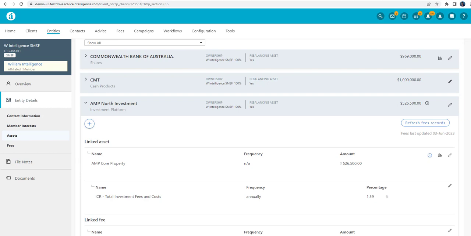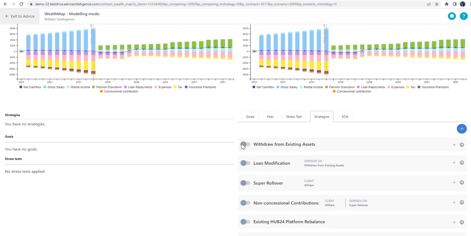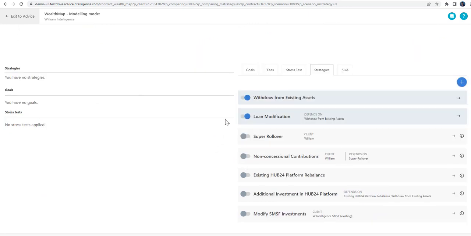So today we're going to work on a scenario to ensure that William is in a much better position today in terms of his cash flow, but also we want to ensure that he is much better at retirement in terms of his overall net wealth and his cash flow position. The first thing we're going to do is withdraw from his existing assets. I'll turn the first 2 strategies on and explain what I'm doing.